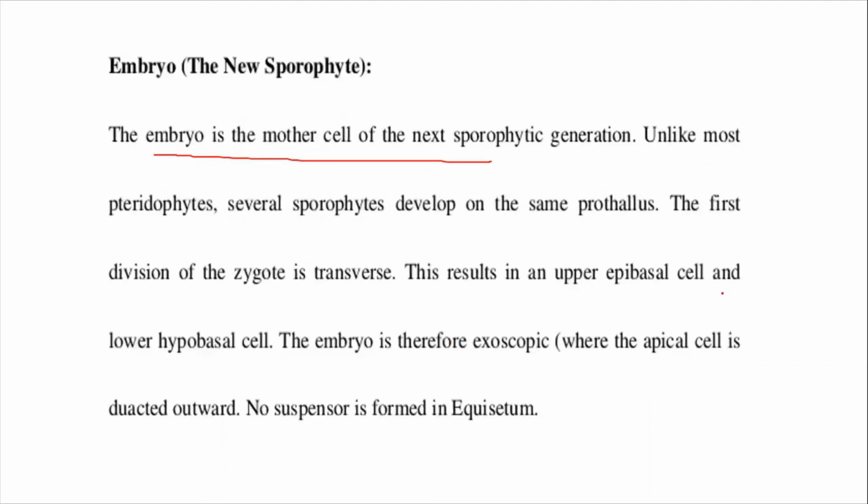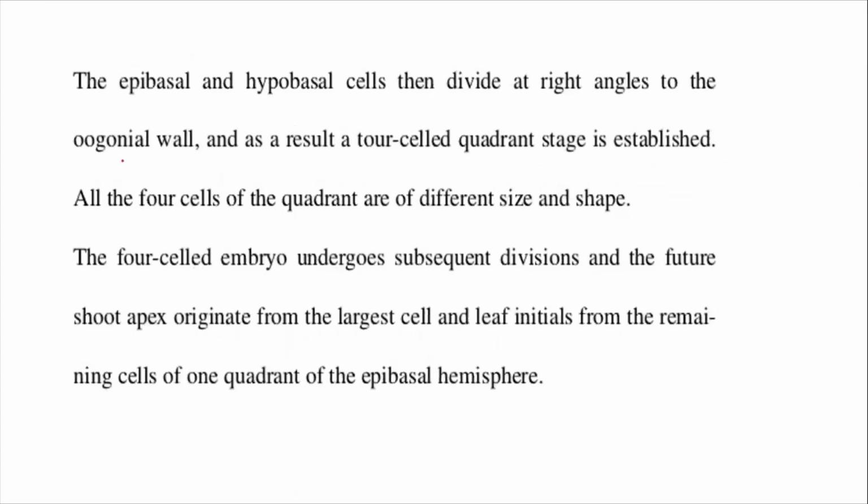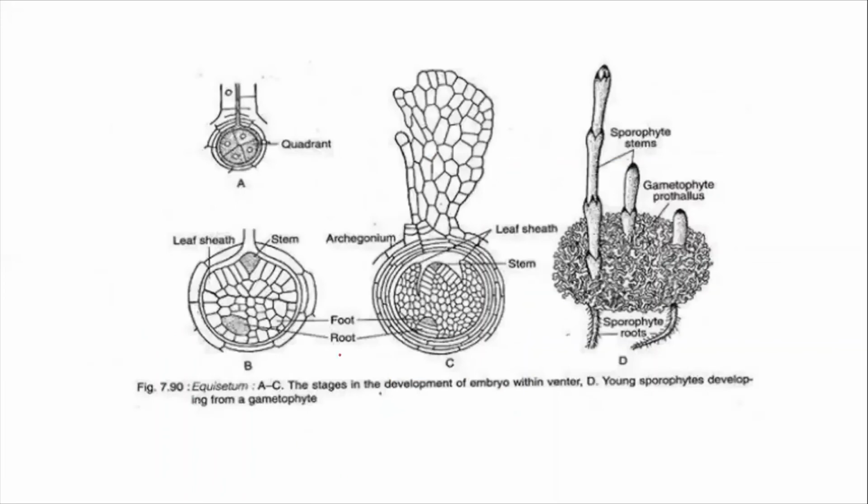You can see here the upper epibasal cell and the lower hypobasal cell. The upper epibasal cells divide at right angles and form a quadrant stage. Now all these cells of the quadrant are of different size and shape. They undergo subsequent divisions, and they form a shoot apex, and the largest cell is the leaf initial, and the remaining cells form the epibasal. Some cells form the shoot apex, some form the root apex, and the leaf initials directly develop into a young sporophyte again.